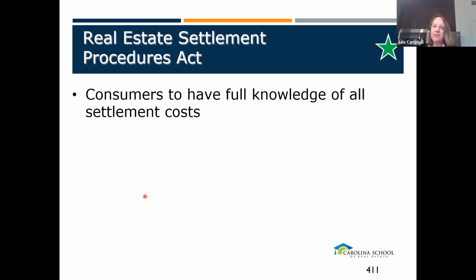A question comes in: is there a way to make just the interest rate assumable, or is the buyer responsible for the whole bundle? It's a package deal. When you assume this loan, you're assuming all the terms. So yeah, it's going to be a bundle deal.